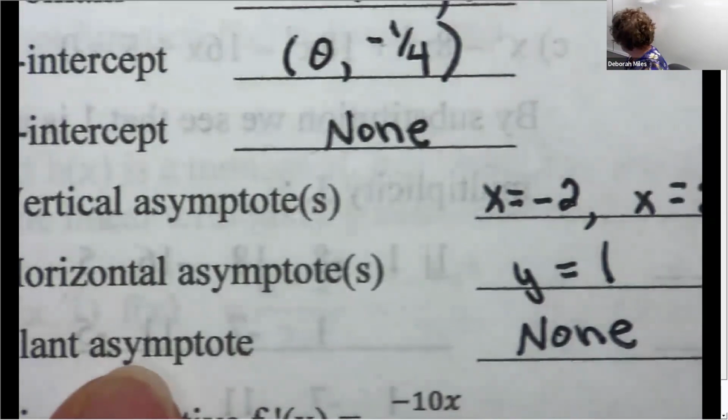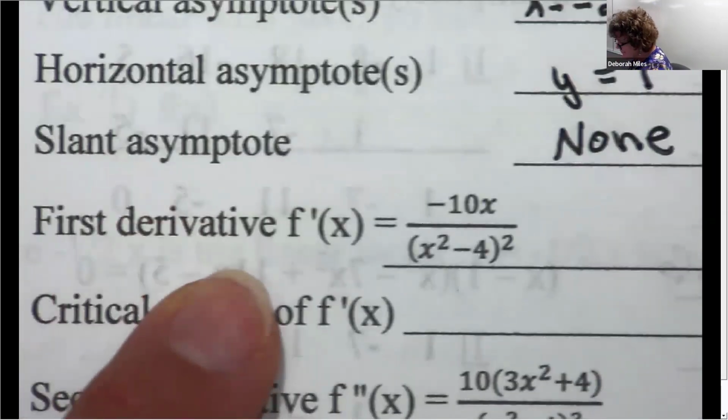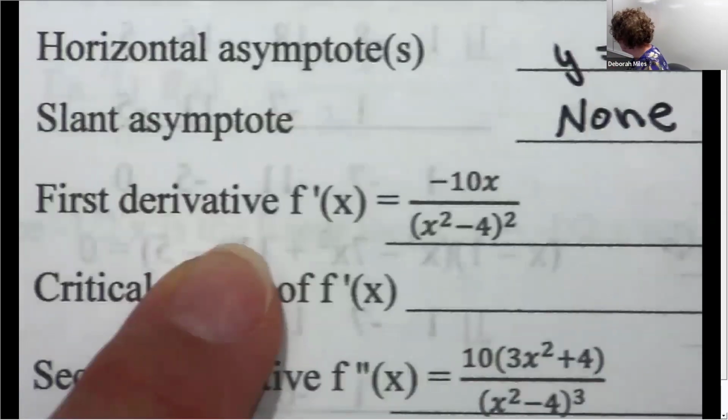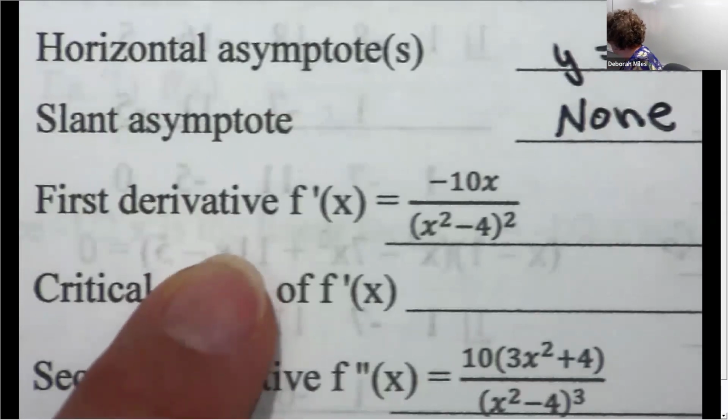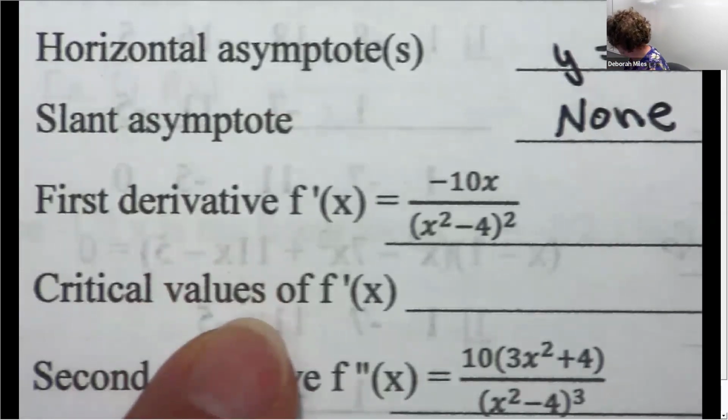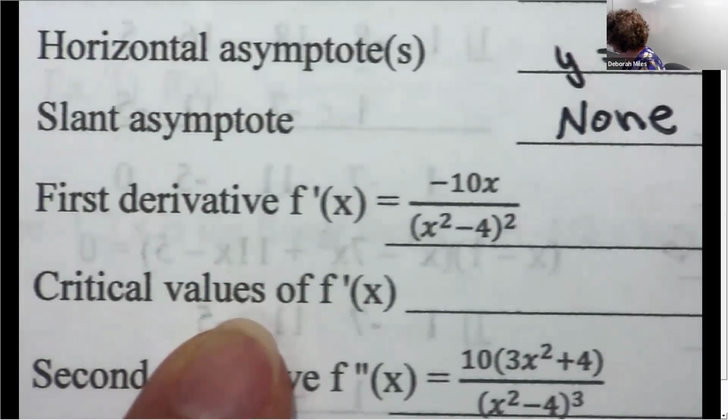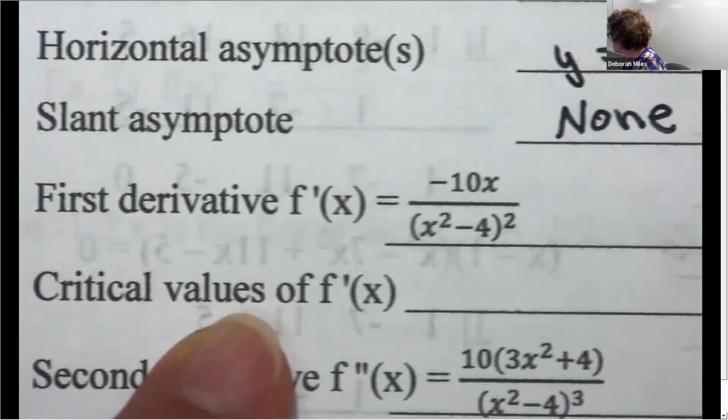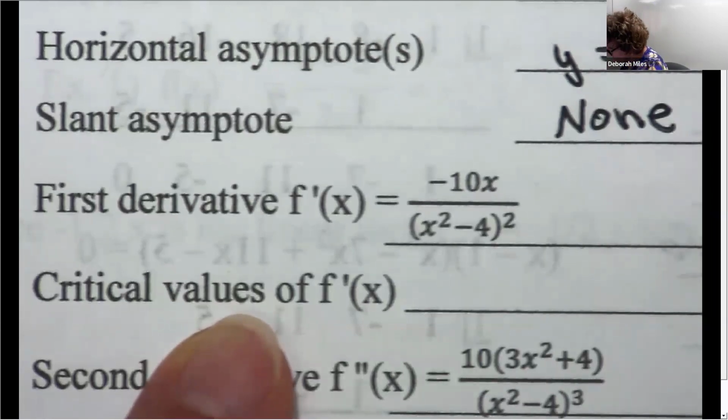All right. To save time, I went ahead and found the first derivative and the second derivative. What's the critical value for the first derivative? Why can the critical numbers not include positive 2 and negative 2? Because the function's not defined there. So the only critical number for the first derivative is what? 0.